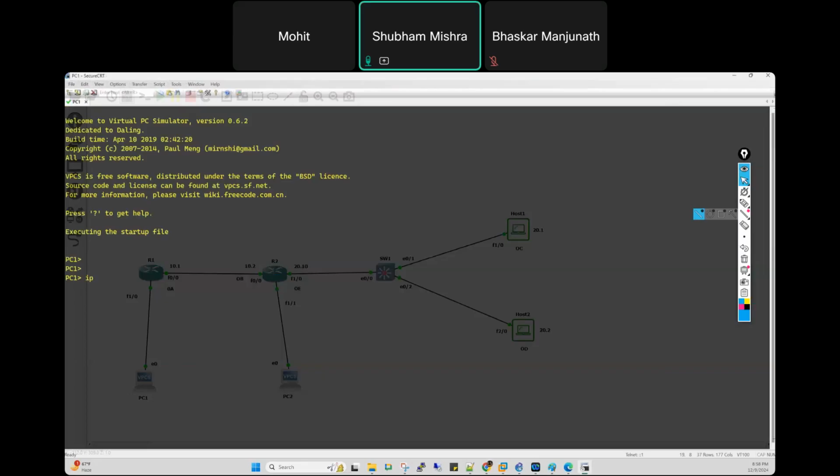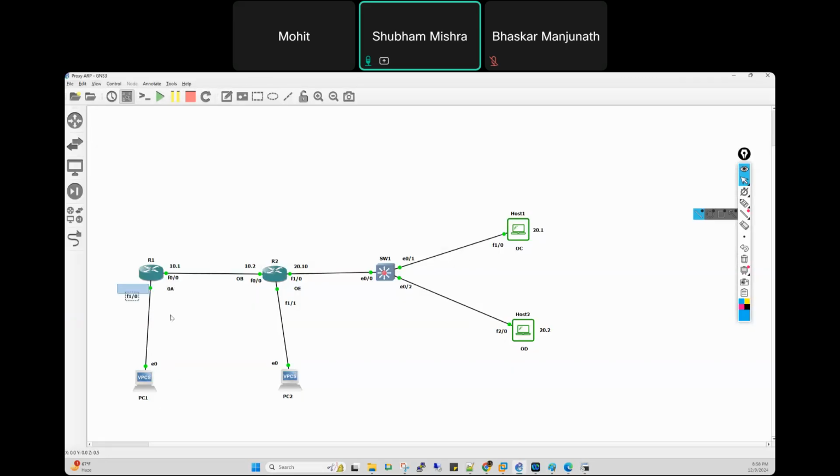Okay. IP 10.0.0.1/8, 10.0.0.10. I assign the IP address on PC number 1. So guys, see how I assign the IP on the PC. In GNS3, this is the way we assign IP: write the IP address 10.1, the subnet mask, and that is the default gateway. This IP will be the default gateway for this PC. Yes or no?